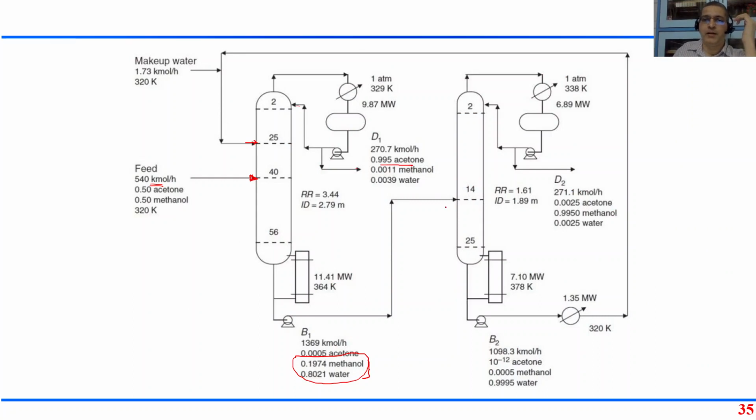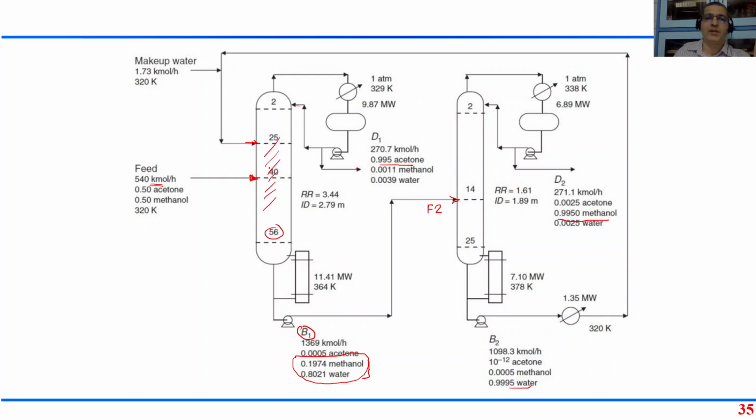now I do distill in the second column. This is our B1, that's our feed to the second distillation column. Now if I distill that, I will get pure methanol essentially at the top and pure water at the bottom, which I can recycle back to the distillation column. So I don't have to do the mixing outside, I can do the mixing inside the distillation column itself.